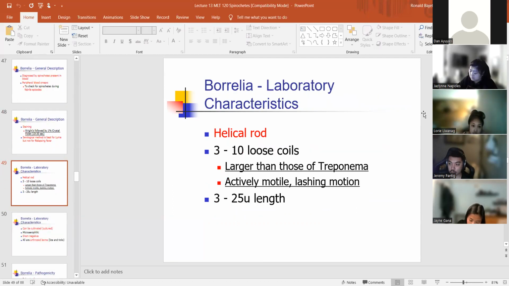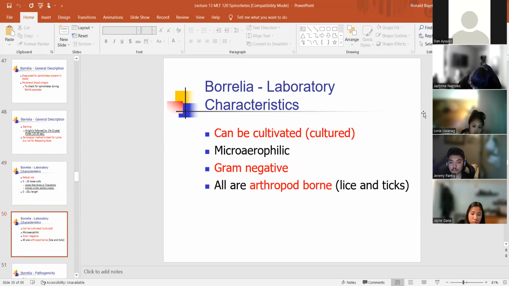Borrelia characteristics: it's a helical rod, 3 to 10 loose coils, 3 to 25 microns in length. It can be cultured. It's microaerophilic, requires a little bit of oxygen. It's gram-negative on the gram stain, but you're not going to see it very well. And all of them are arthropod-borne, lice or ticks. Okay, remember the lice is the recurrentis, and the tick is the burgdorferi. Lice is recurrentis, and tick is for Lyme disease.